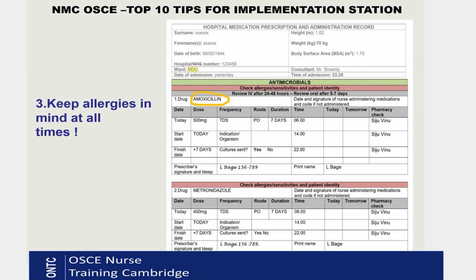That's really important. Like you can see on your screen, this patient is written for amoxicillin, and of course this patient is allergic to penicillin. So I am definitely not going to give this drug, because obviously amoxicillin has penicillin in it. So that's the principle of it. Allergies are really important and a very big reason for failing your exam in the implementation station.